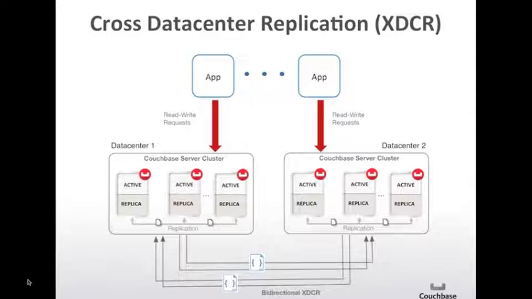As you can see from the diagram, we have intra-cluster replication in both data center 1 and data center 2, and we have cross data center replication, which is bidirectional XDCR between data center 1 and data center 2. And you can see that the application server can do read and write requests to both the data centers. So this is the main architecture of how cross data center replication works.